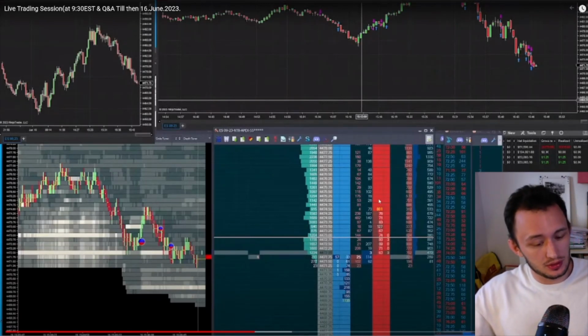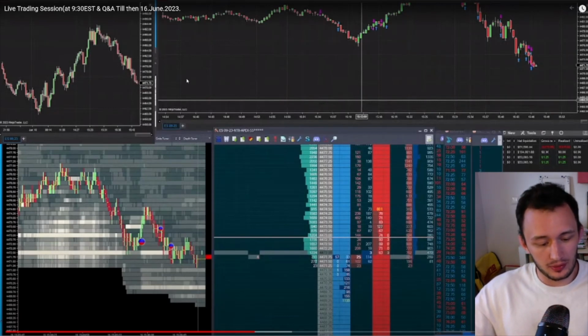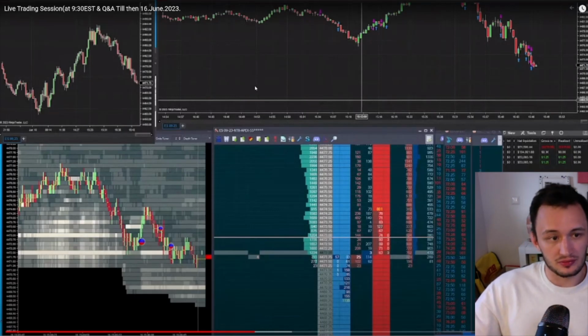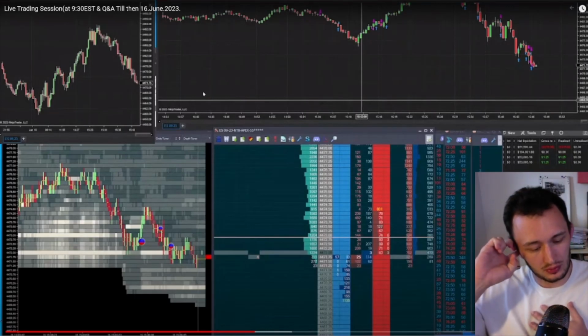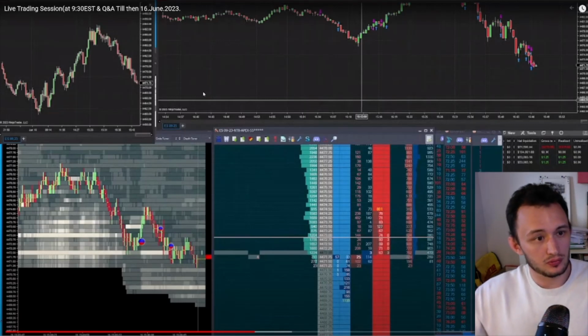Just for context, you also need context for this setup to work. So you do want to look left. It's one of the rare times where you kind of want to look at the chart. So it's not purely based on order flow in the moment. It's kind of a bigger picture play that I'm looking for.